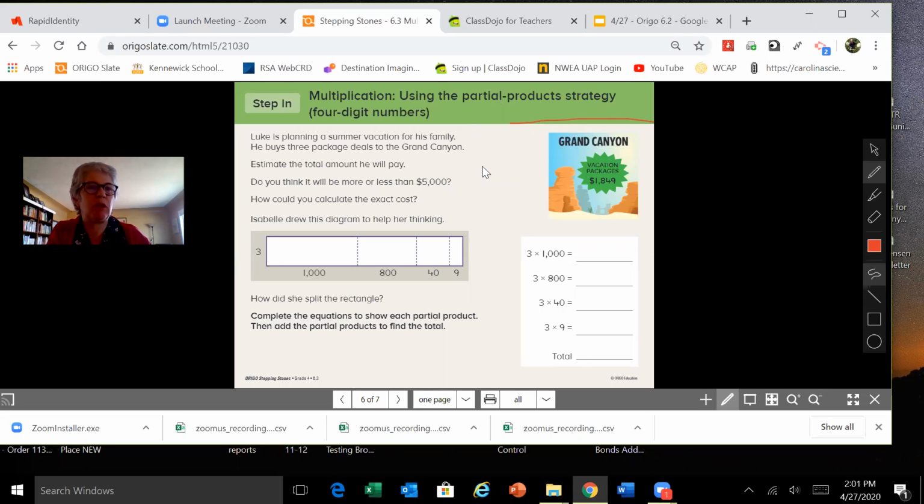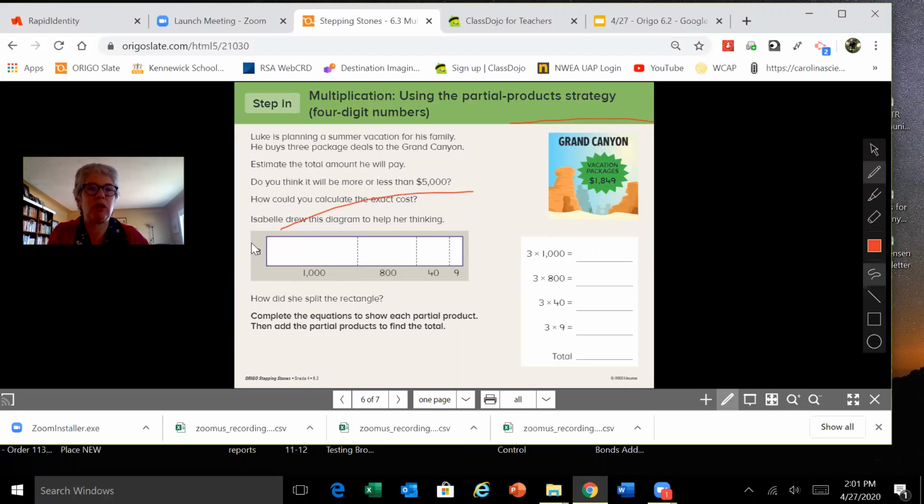It says Luke is planning a summer vacation for his family. He buys 3 package deals to the Grand Canyon. I think this is before the coronavirus, don't you think? Then it says estimate the total amount he will pay. So we're figuring out how much money. And you think it will be more or less than $5,000. And how could we calculate the exact cost? So one package, one basically trip, costs $1,849, and Luke wants to get 3 of them. So I guess he's got some money.